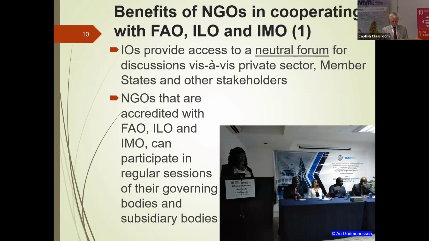Let's now look at the main benefits for the NGOs, i.e. those that have been granted a consultative status with FAO, ILO, or IMO. The international organizations provide access to a neutral forum for discussions vis-à-vis private sector, member states, and other stakeholders. NGOs that are accredited with FAO, ILO, and IMO can participate in a number of events, including but not limited to regular sessions of their governing bodies and subsidiary bodies.